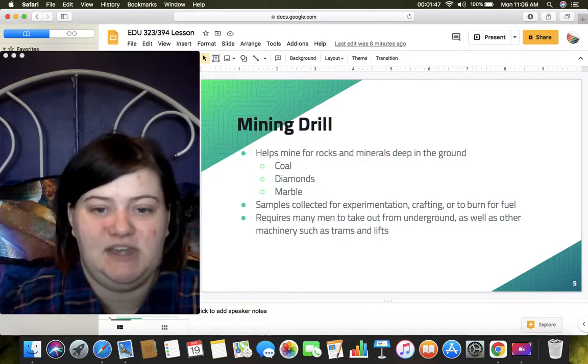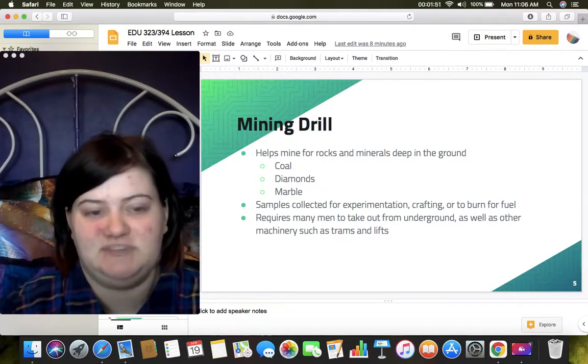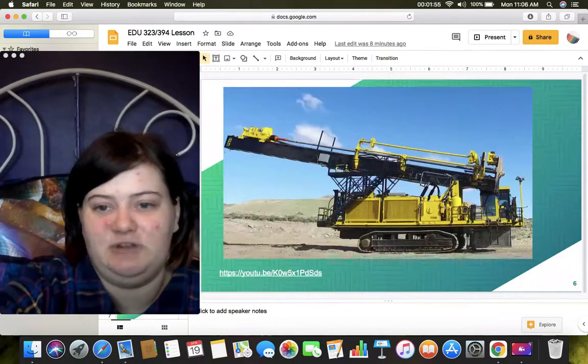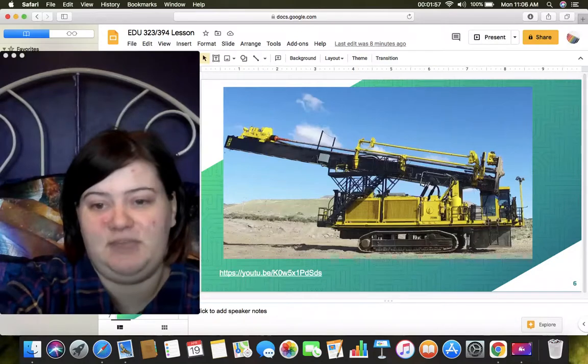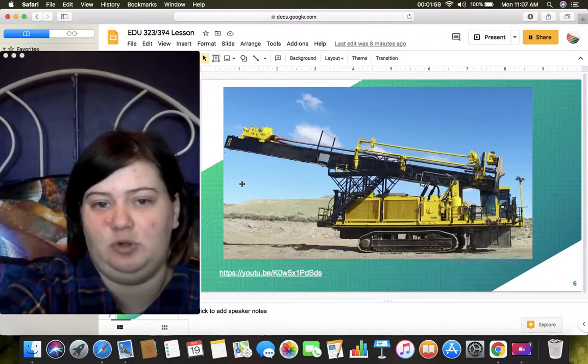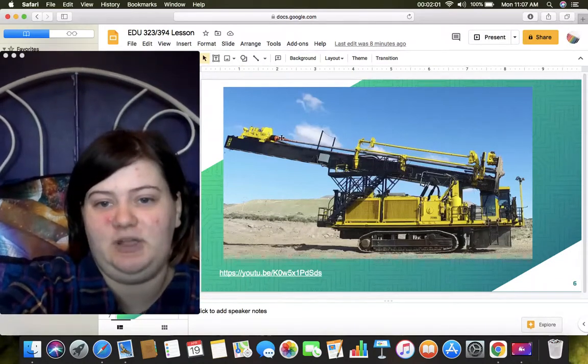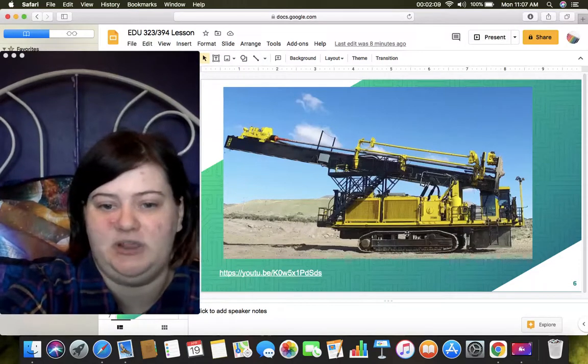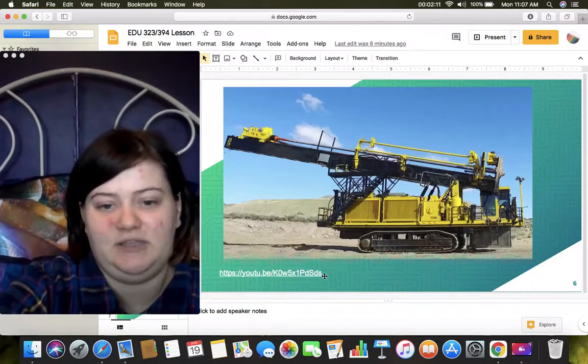And it requires many men to take out from underground, as well as machinery such as trams and lifts, because they're so far down. So this is just a picture of a mining drill. Looks pretty big, pretty impressive, kind of looks like a bulldozer. This is the drill part that goes down underneath the ground, and there would be a man or woman or whoever operating this machine.